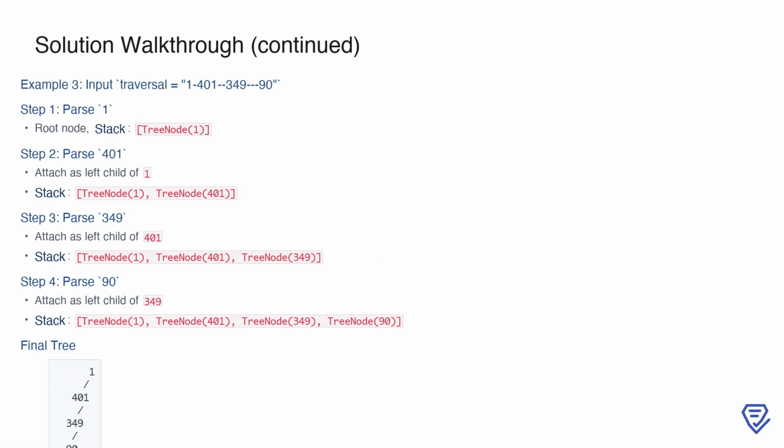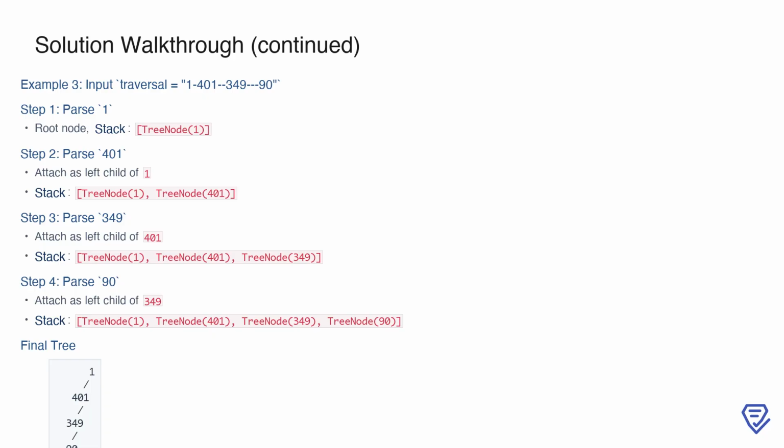Let's look at one final example with the input 1-401-349-90. We start by parsing the root node with the value 1. This node is added to the stack as the root. The next value is 401, which has a depth of 1. We create a node 401 and attach it as the left child of tree node 1. This node is then added to the stack.